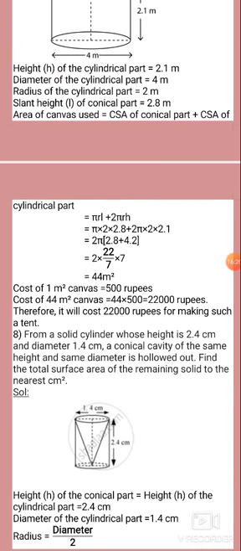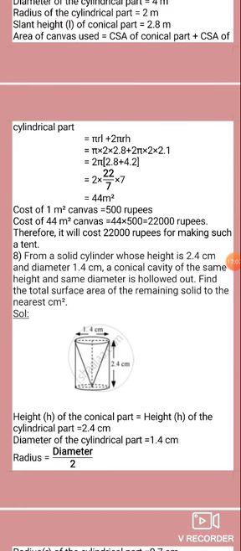Now, next one. From a solid cylinder whose height is 2.4 centimeter and diameter is 1.4 centimeter, a conical cavity of the same height and the same diameter is hollowed out. Find the total surface area of the remaining solid to the nearest centimeter square. Now listen, the height of the conical part is equal to the height of the cylindrical part. Okay, so listen carefully, it is clear in the figure, which is equal to 2.4 centimeter. The diameter of the cylindrical part is 1.4 centimeter.